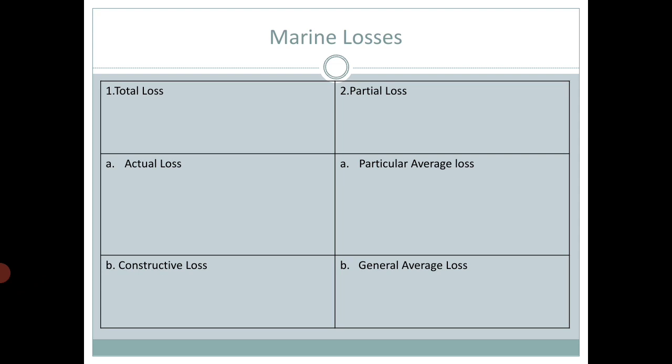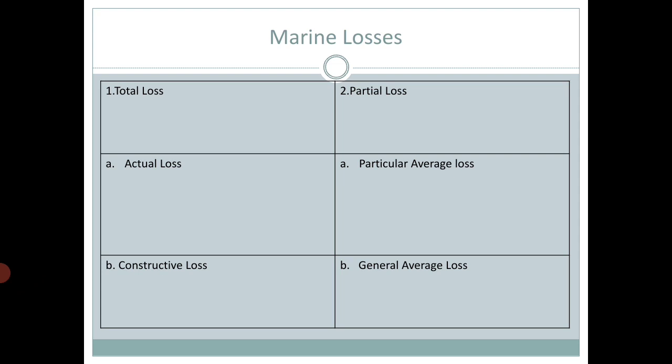See what happens in actual total loss. The subject matter is entirely destroyed. For example, the ship sinks, all the cargo is destroyed by water, and it cannot be recovered. That is called actual total loss.